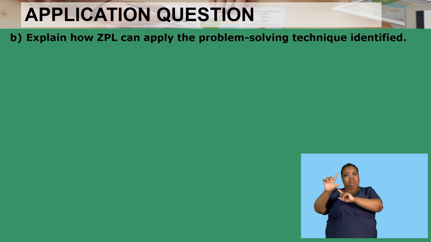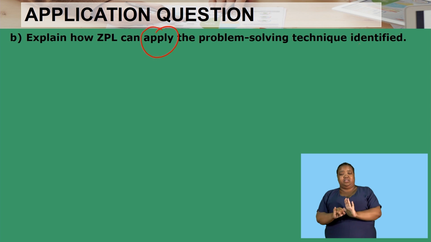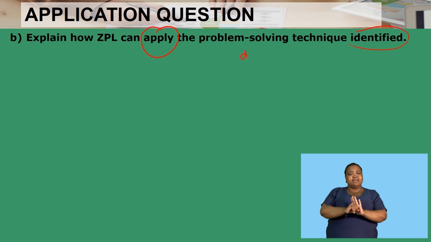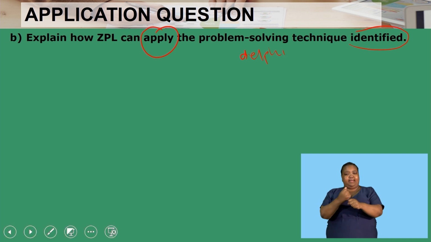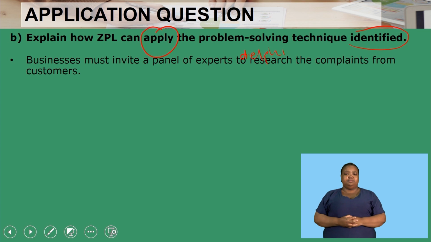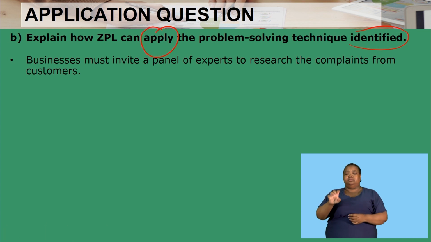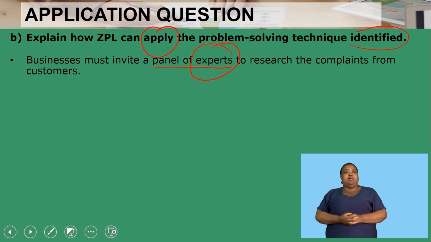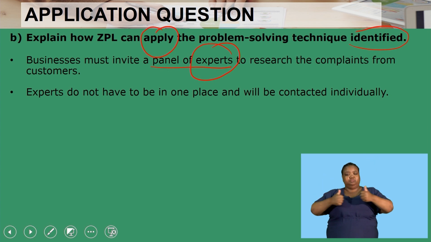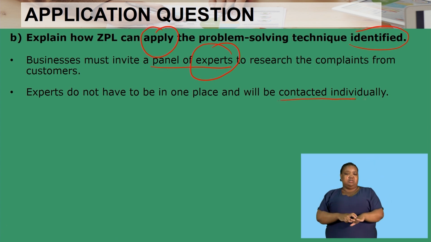The second question says, explain how ZPL can apply. We need the application of what? The problem-solving technique identified. What was that technique? It was our Delphi. So now we say how to apply that. So the application of a Delphi: the business must invite a panel of experts to research the complaints from customers. Again, there's our keyword. Invite a panel of experts. Experts do not have to be in one place and will be contacted individually.